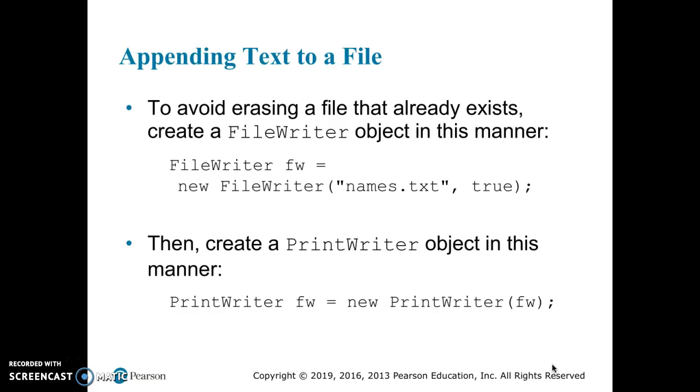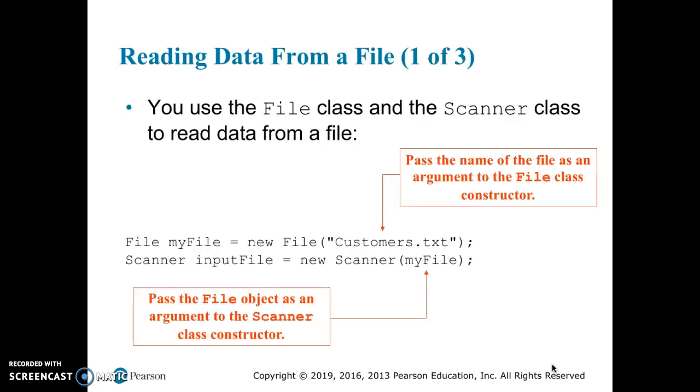In some cases, we don't just want to create a new file, we want to open an existing file and edit it. If we want to do that, we would use the file writer object. Once we've opened the file, then we'd use the print writer that we just talked about to actually write new information to the file.